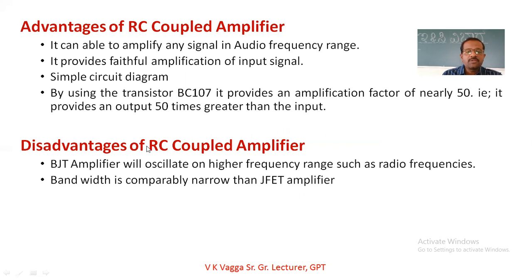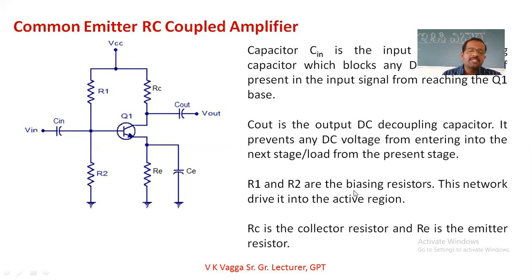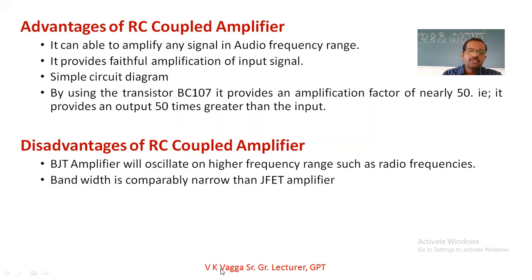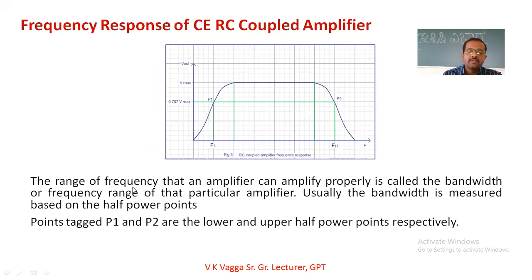If you take the disadvantages of the RC coupled amplifier, the BJT amplifier is going to oscillate at higher frequency ranges, such as radio frequencies also. And the bandwidth is comparatively narrow if you compare it with the JFET, the junction field effect transistor amplifier. In this, I have used the BJT here. Instead of the BJT, if you use the JFET, it is going to increase the bandwidth, increasing the lower and higher cutoff frequency range.